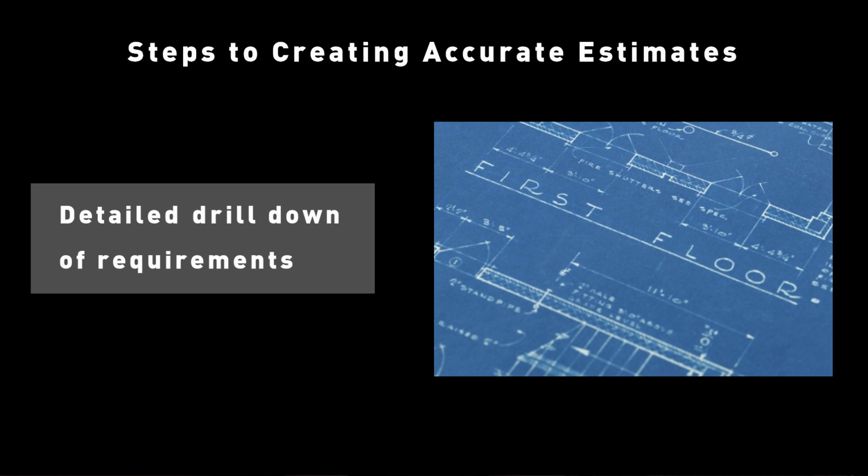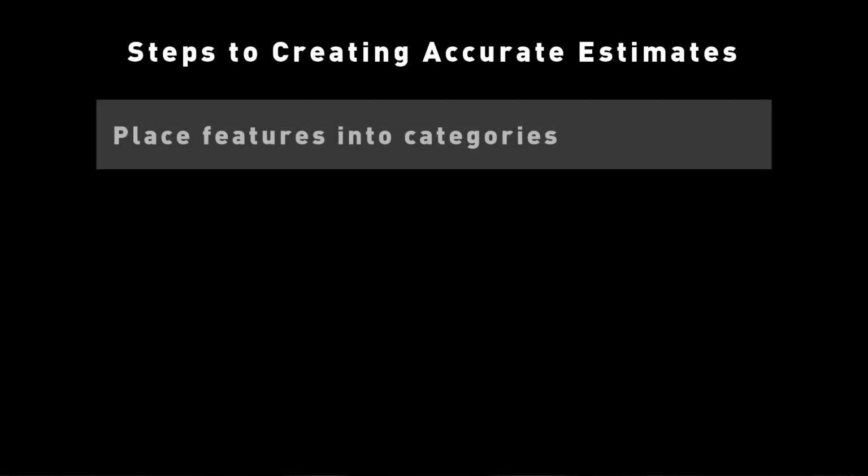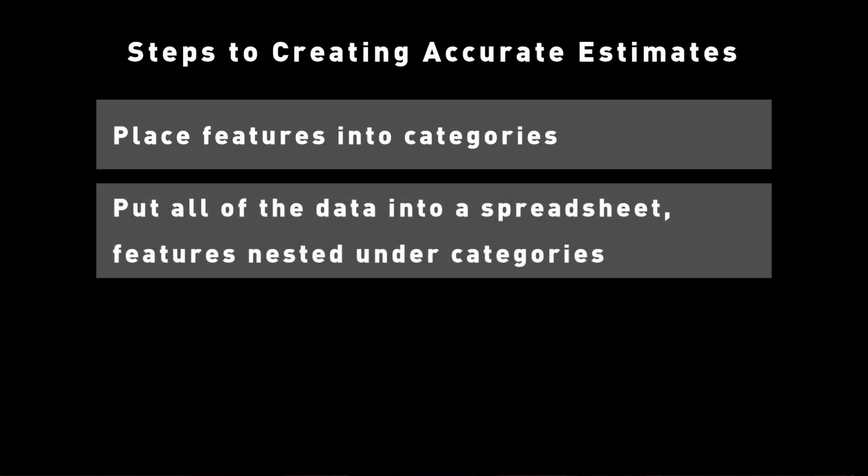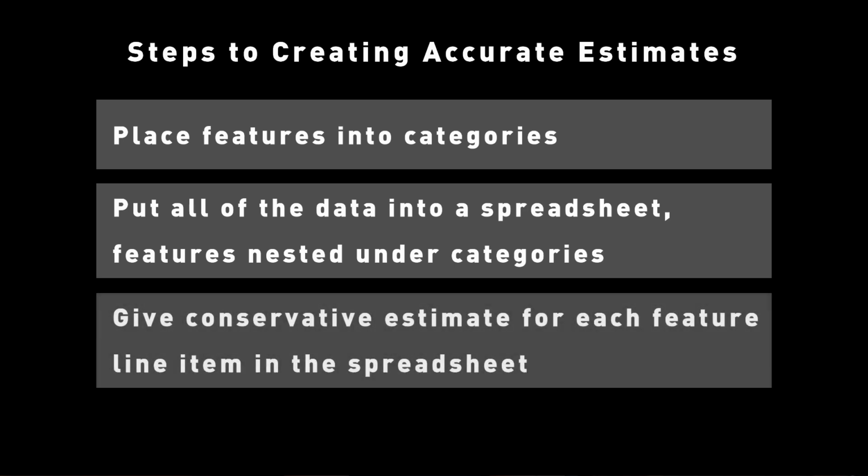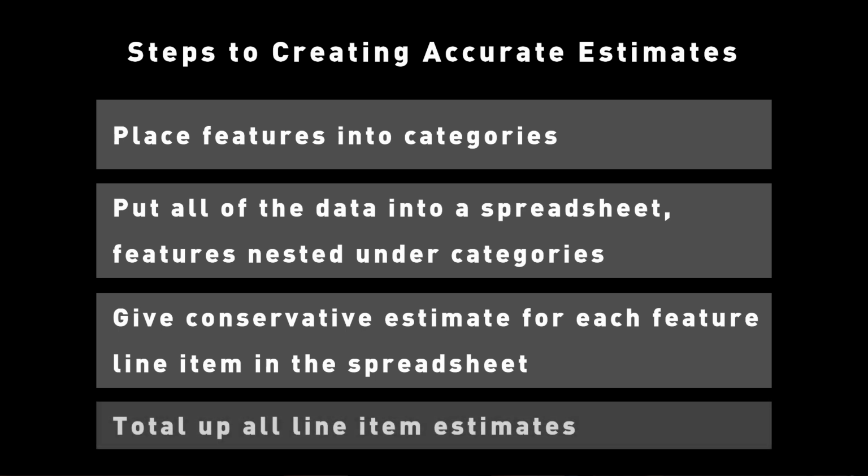In the same way, you need a detailed breakdown of every feature that the application needs to have. After you have the list of features, break them into categories such as database setup, front-end design, user permission configuration, etc. And then put each of the features into one of the category buckets. Put all the data into a spreadsheet segmented by the categories you created in step 2. Next, give a conservative estimate on each feature in the spreadsheet. Finally, have the spreadsheet tally up the total hours or cost, and that is your project estimate.